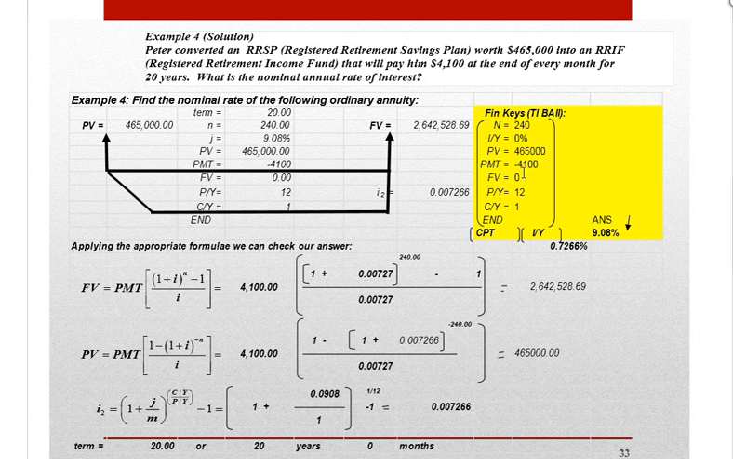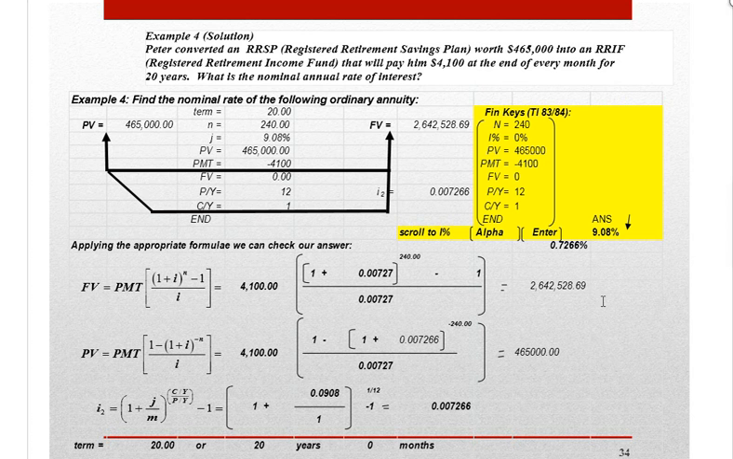If we're using calculator, situation is much easier. Here are the keys for the calculator, and they require interest rate is 9.08 nominal rate. So if we calculate I sub 2, plug into this formula, we're going to get exactly 465,000. And here's the same for TI 84.